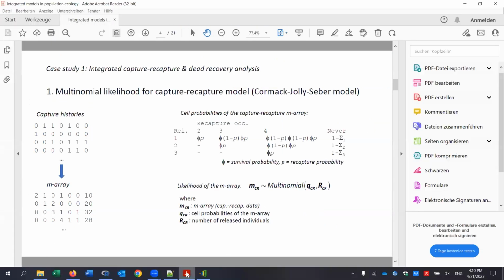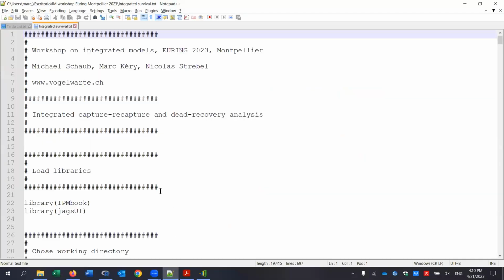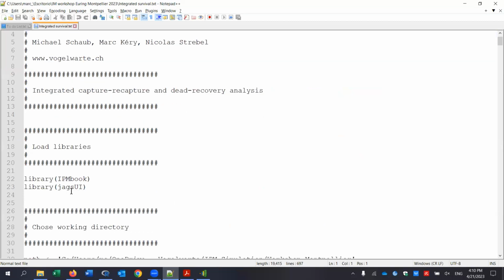Now we want to go into the code and execute such a model. First, we load some packages. Here, the package JAX UI, which is used then to run JAX. And another one is the IPM book package. That's a package that we have created with our book, and it contains some functions and also some data sets that we use in our book. And this is also on CRAN, so you can download this if you need it.